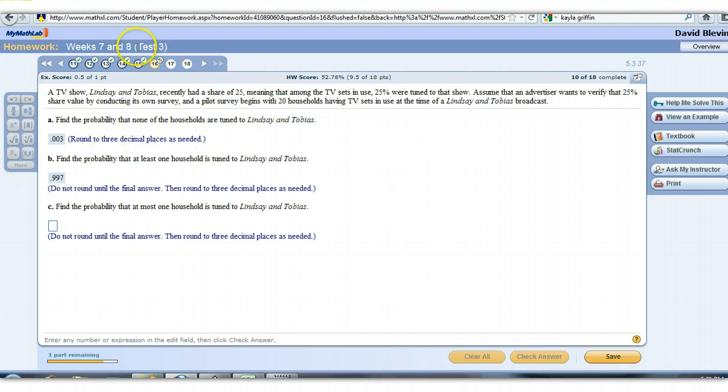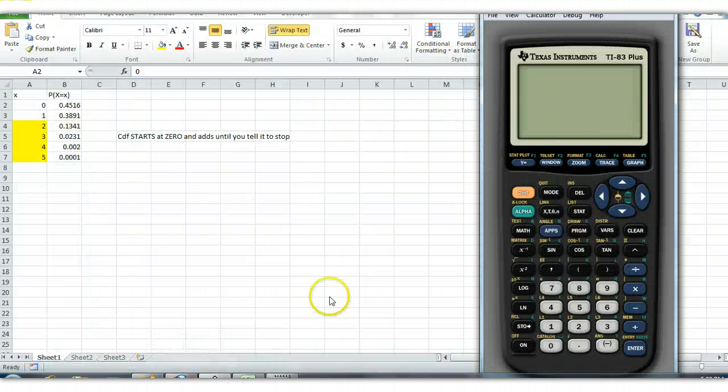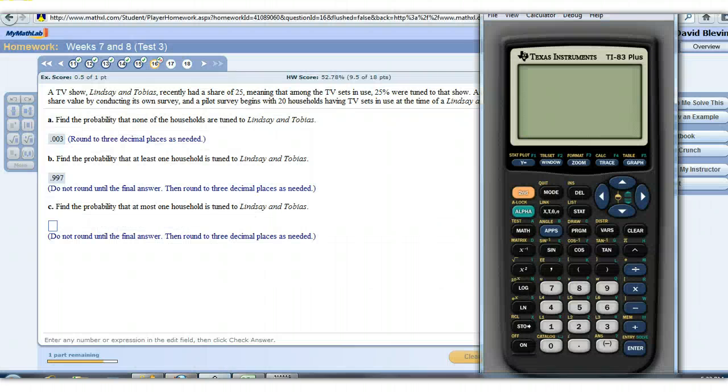So, anyway, finishing up this problem, let's find the probability that at most one household is tuned to Lindsay and Tobias. So at most one is 0 or 1, right? Those are the numbers that satisfy at most. You got to understand the difference between at least and at most, one or more, that kind of thing. You got to understand wording. So the things that satisfy at most 1 of these 20 households are just 0 and 1.